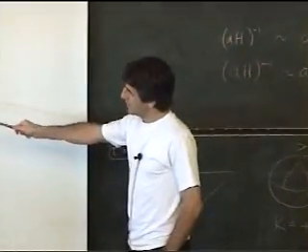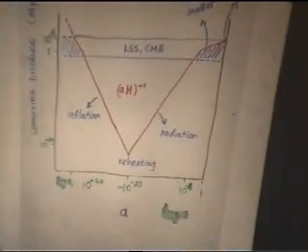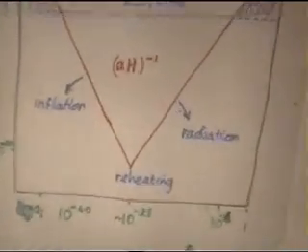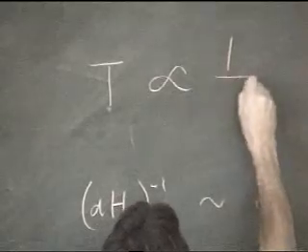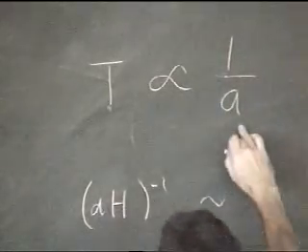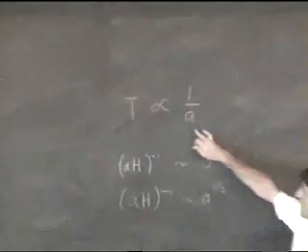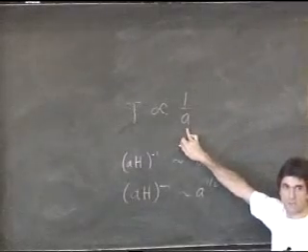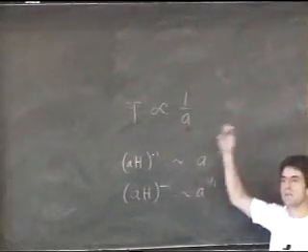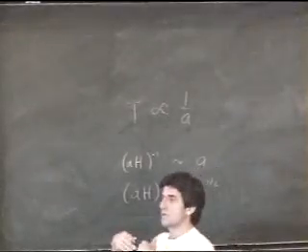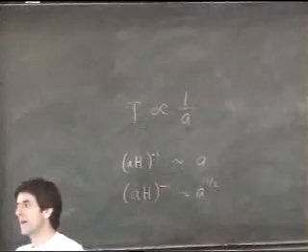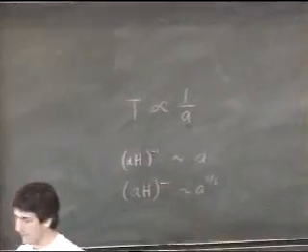In order to make the transition from inflation to radiation, we have to go through a reheating period. Remember that the temperature of the universe goes like 1 over the scale factor. During inflation, this is being driven rapidly to 0 because the scale factor is growing like an exponential, so 1 over the scale factor is going like e to the minus Ht. Inflation supercools the universe. It brings it down to near 0 temperature.